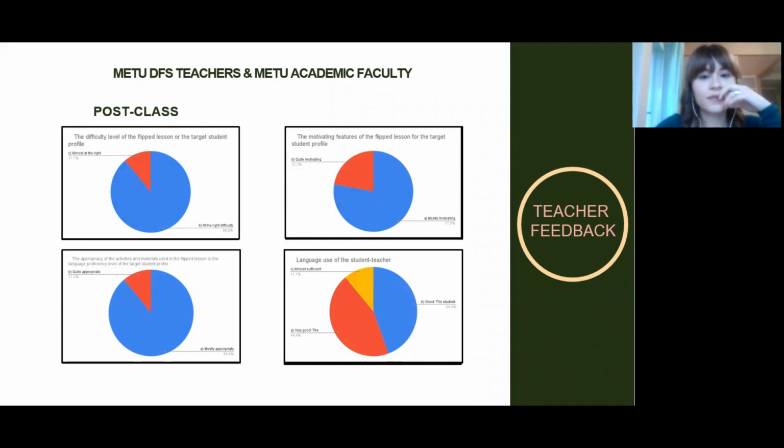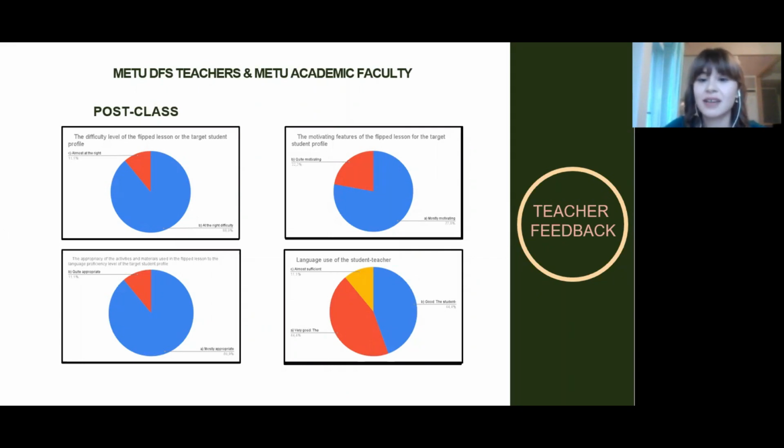For example, if we look at the pie charts on the screen, we can come to an idea that the difficulty level of the lesson was mostly at the right level. At the bottom, you can see the activities and materials were mostly appropriate for students' current level. And our students were quite motivated in our online flip lessons. And in the last chart, which is more colorful than the others, this shows that we made some mistakes while speaking in English.